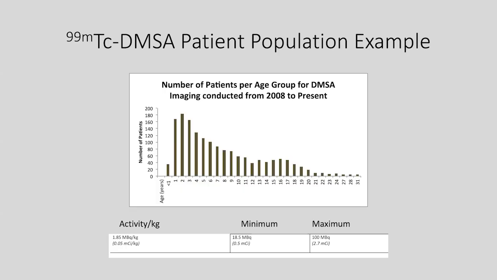To give you an example of a population being examined with DMSA, this graph shows the frequency, or the number of patients, as a function of age. And as you can see, most of the indications are in the younger age group, although you can see a secondary peak in the early teenage group as well.